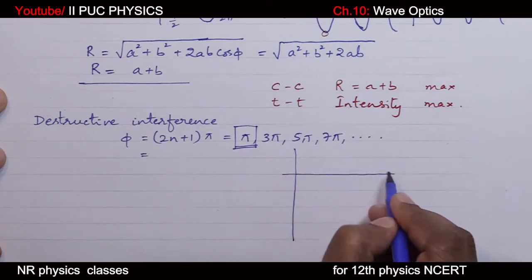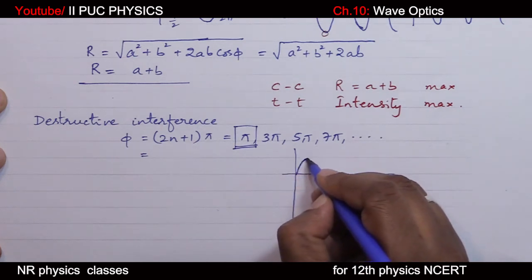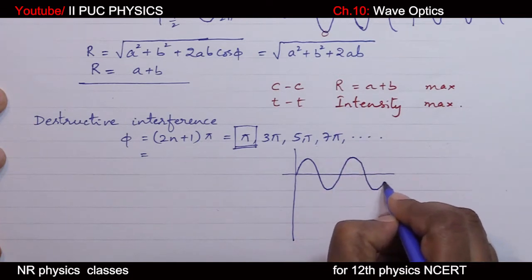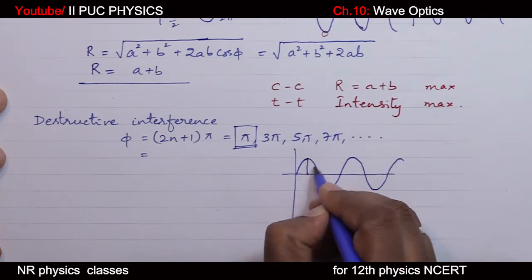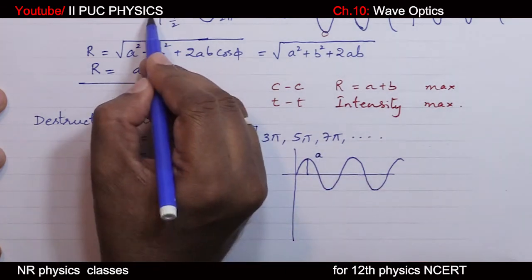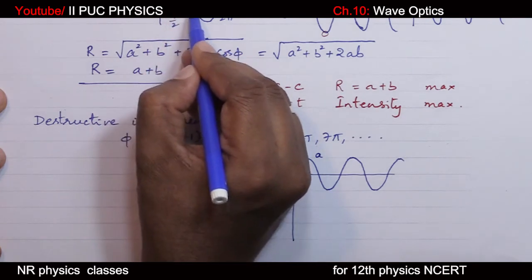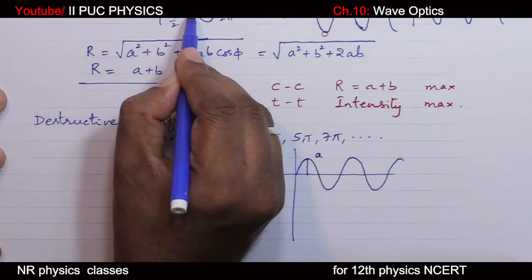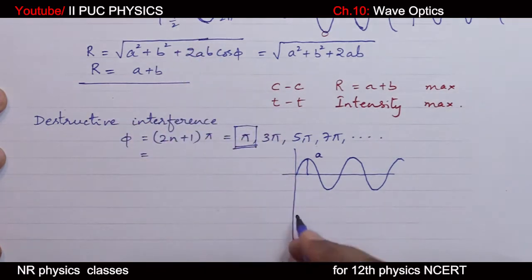This is first wave. Amplitude of first wave is A. Okay, this is A. This point is 0. This point is pi. After mean position, the graph should go towards the negative side. Okay. Now, let me draw second case.